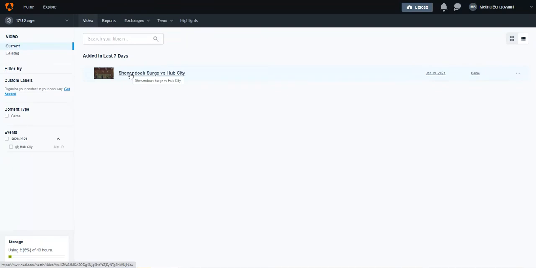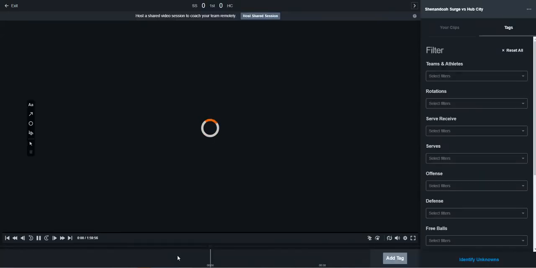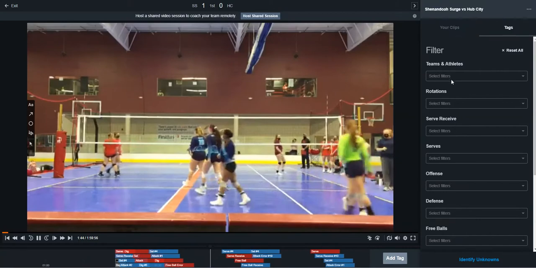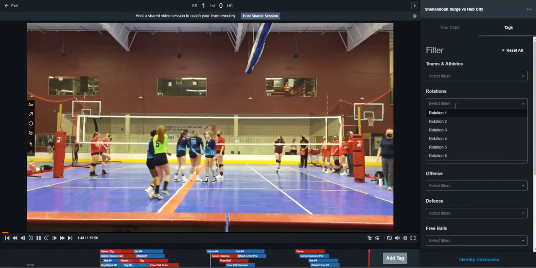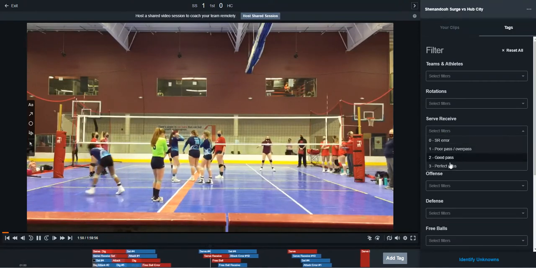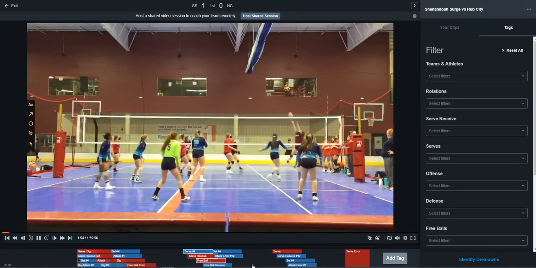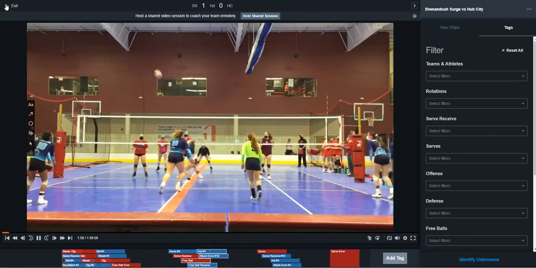If you want to watch the whole video, you click here and you'll see a ticker along the bottom. It will let you know who's coming up and who's going to do what. You can also select filters if you only want certain athletes or certain rotations, and they will highlight what you're doing. So this is a good way to watch all the film and see what's coming up.